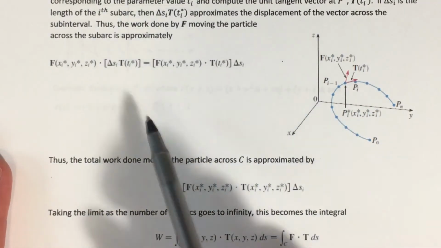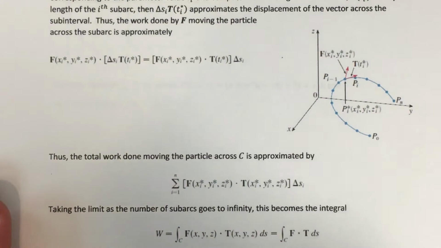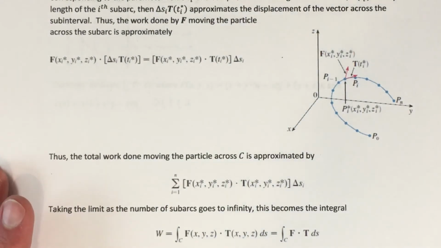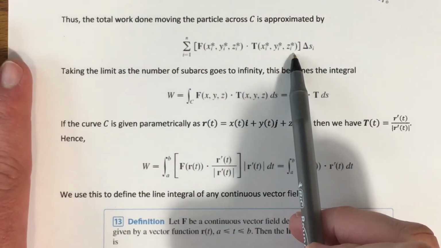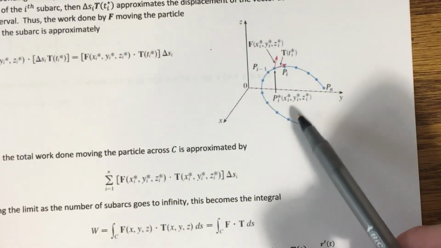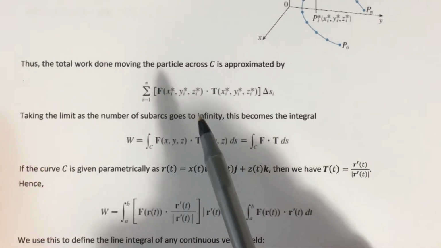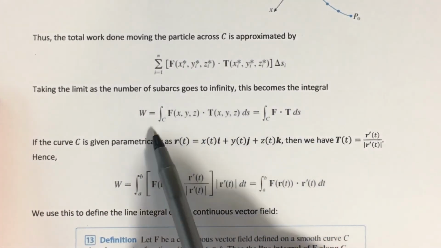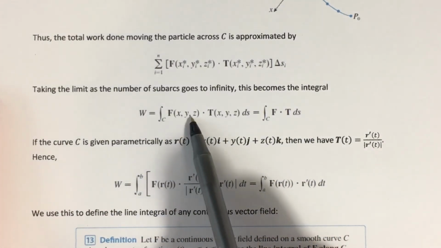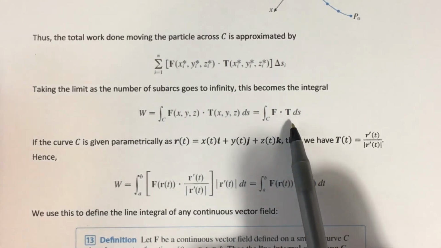Okay? Now, if I were to do that for all of the subarcs that I cut this curve C into and then sum the results, that should give me a good approximation for the total work done moving that particle through C. So that's what this sum represents. And based on that argument, again, if we let the number of subarcs for this curve go to infinity, we expect this approximation to become exact. But this is a Riemann sum, so it leads to this integral. Okay, which we drop the x, y, z just to keep things compact, and we oftentimes write this integral as F dot T, the integrand, I should say.